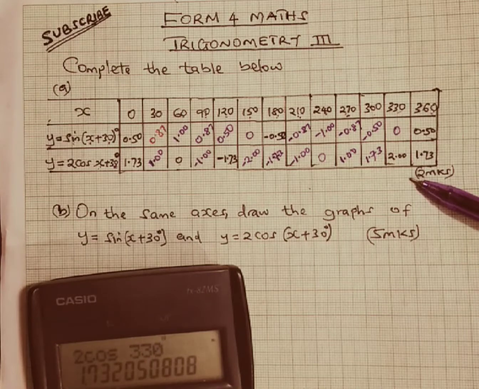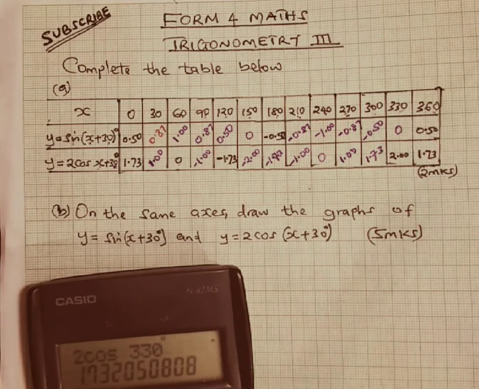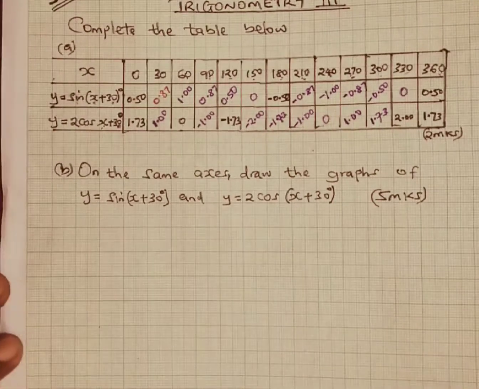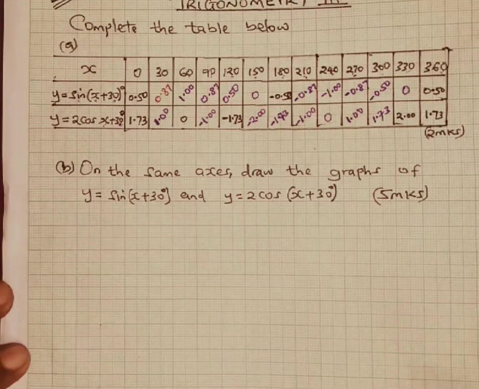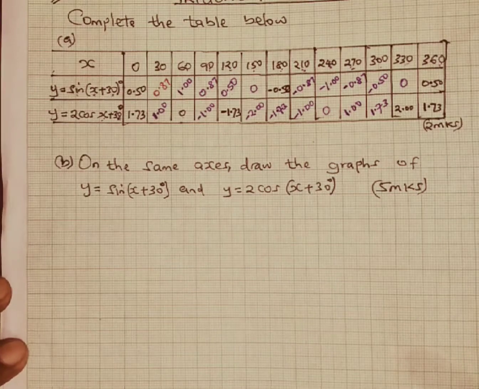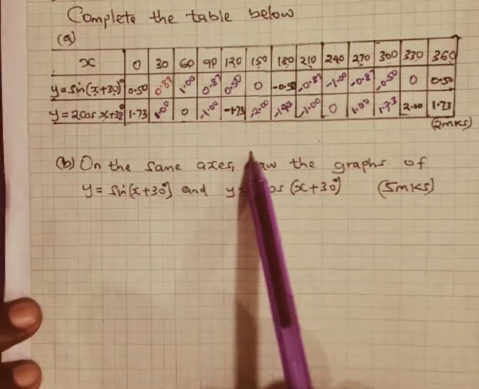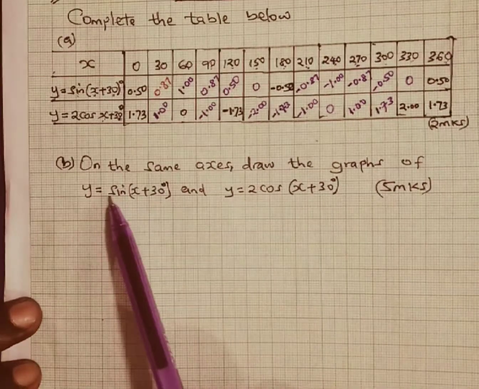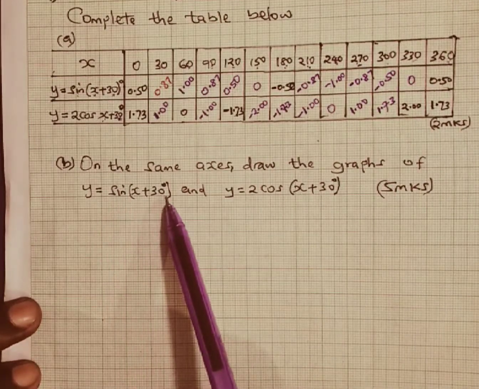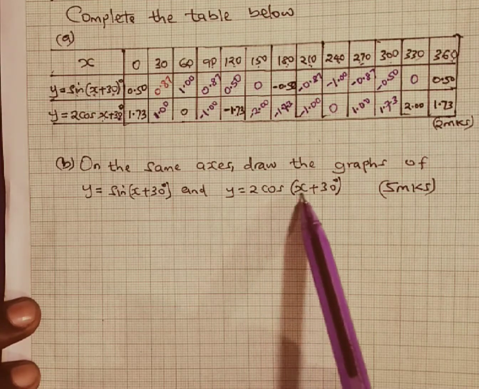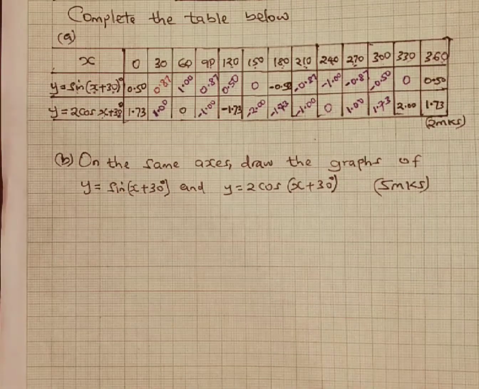and by so doing you would have completed the table for you to earn your 2 marks. Moving down, we have part B of the question, and part B of the question says, on the same axis, draw the graphs of y is equal to sine x plus 30 and y is equal to 2 cos x plus 30 for you to earn your 5 marks.